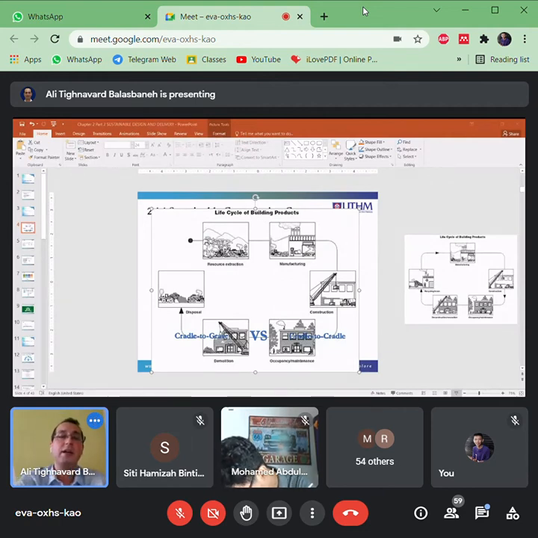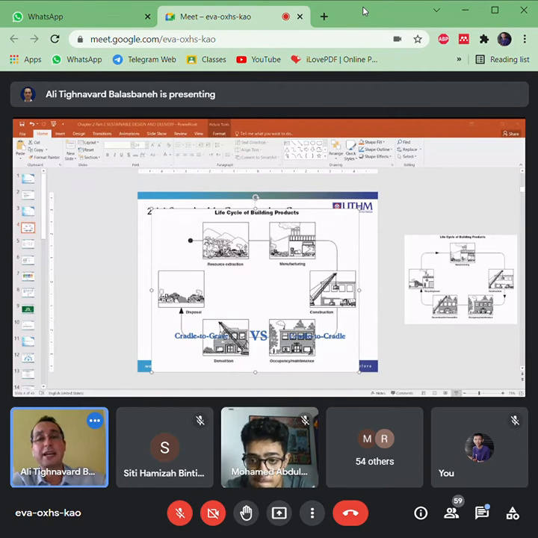Extraction of material. What material do you have in mind? Is that wood? The wood is extracted from the forest. Is that brick? Extracted from the soil. Concrete, steel, extracted from the mine. That's the first stage, right? This one we call cradle.